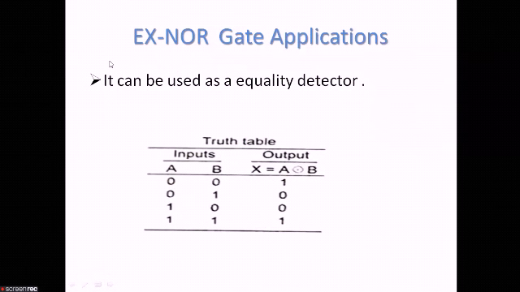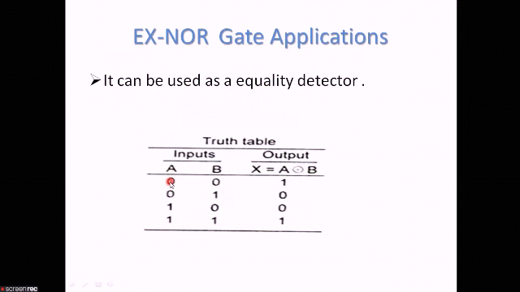Similarly, this is the next application of an XNOR gate, that is, it can be used as an equality detector. Again, to explain this, we will see from the truth table how the XNOR gate acts as an equality detector. Again, there are 4 cases. The similar truth table of the XNOR gate where A and B are the inputs and X is the output. X is equal to A XNOR B. Now these are the 4 cases.